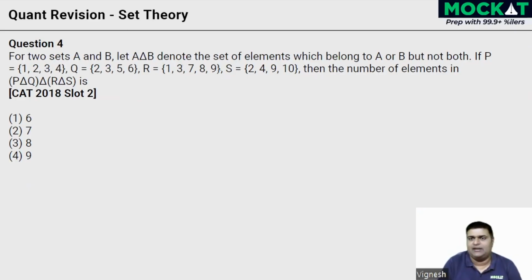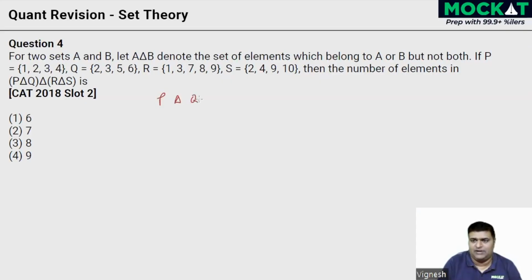For two sets A and B, a triangle B, right? So we'll call it A delta B, denote the set of elements which belong to A or B but not both, right? I want it in A or in B, but not both. The common I don't want. So if P is 1, 2, 3, 4, and Q is 2, 3, 5, and R is something else, S is something else, number of elements in P delta Q.